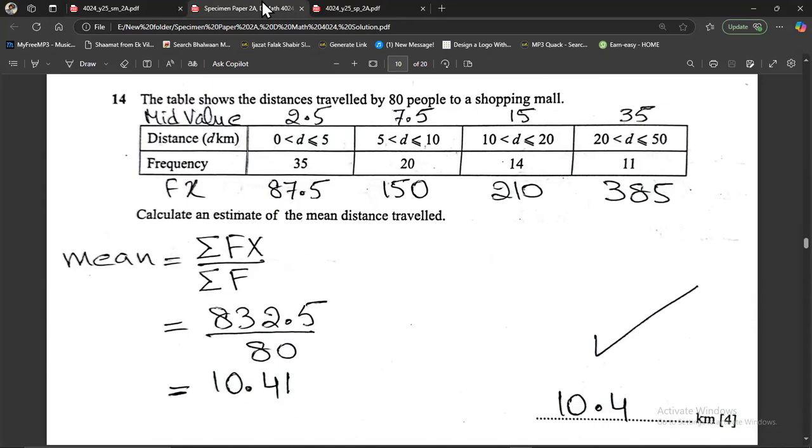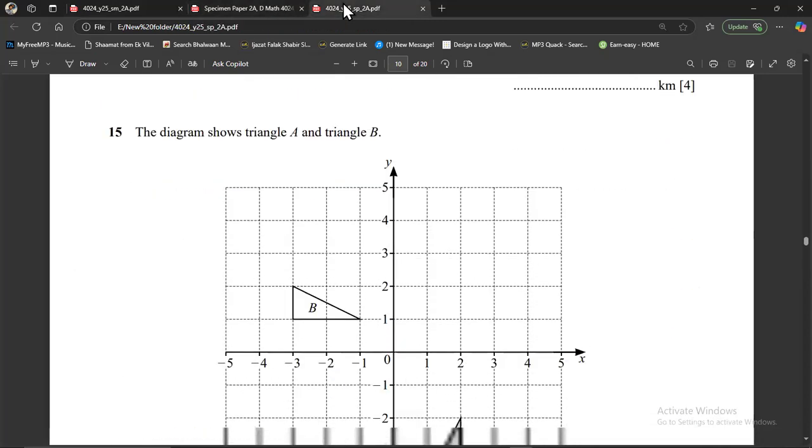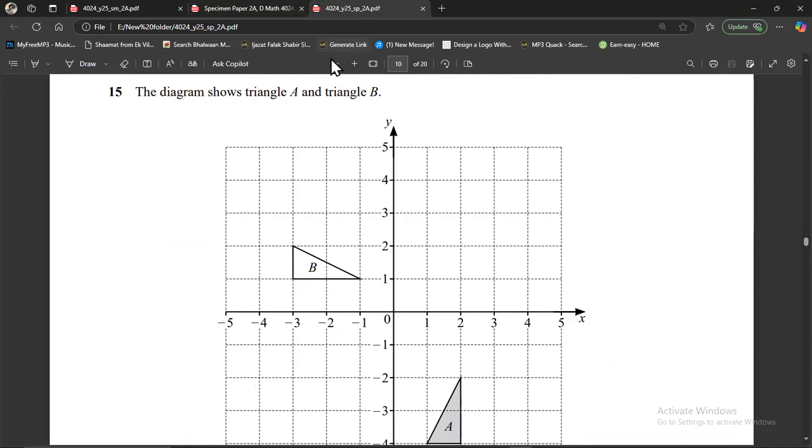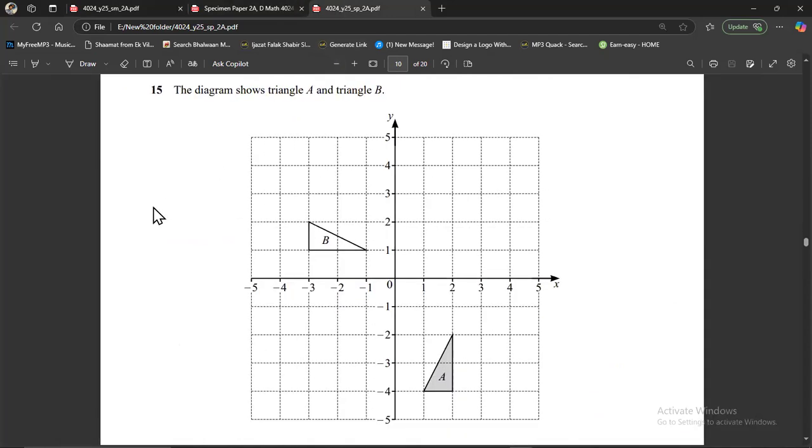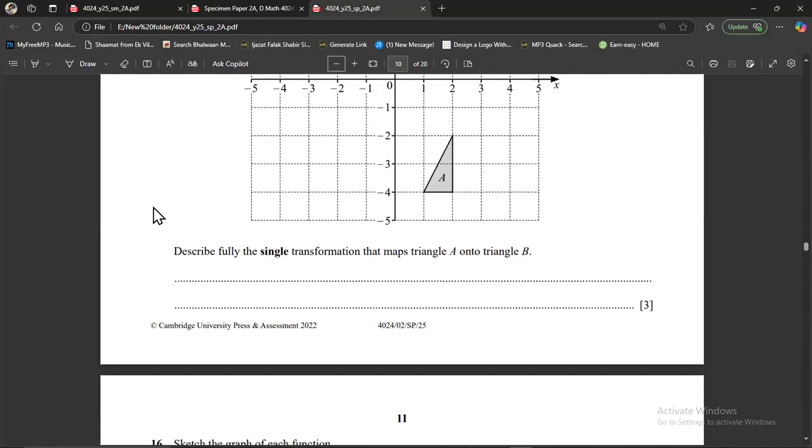I hope you know how to find the mean in grouped data. So here we go. Next question. The next question is showing up on your screen. Question number 15. The diagram shows triangle A and triangle B, and you can see triangle A and B. The question is, describe fully the single transformation that maps triangle A onto triangle B.